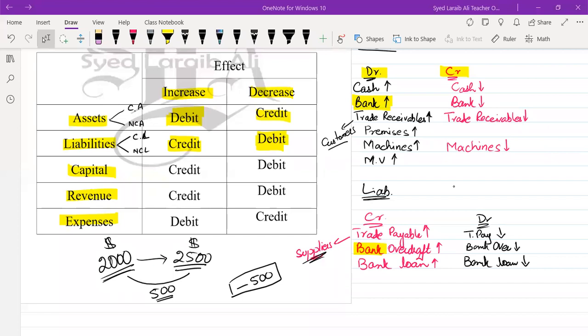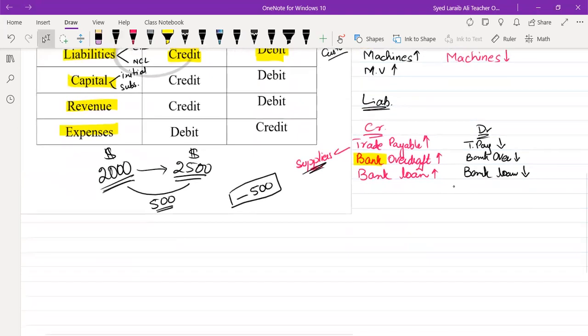The next is capital. Capital is the owner's share in the business. Remember, guys, capital is basically the initial and subsequent investment of the owner in the business. I repeat, capital is the initial and the subsequent investment made by the owner in the business. If the owner has invested the amount to start the business, this is called initial investment.